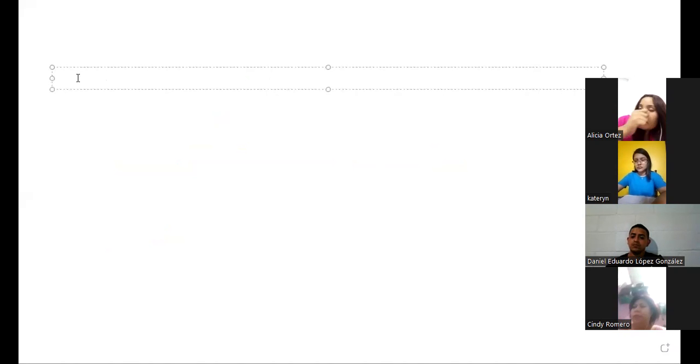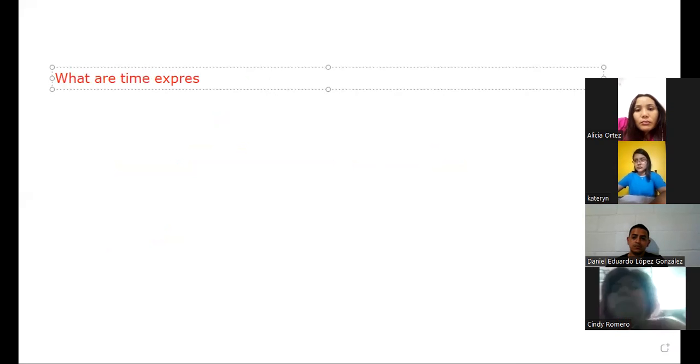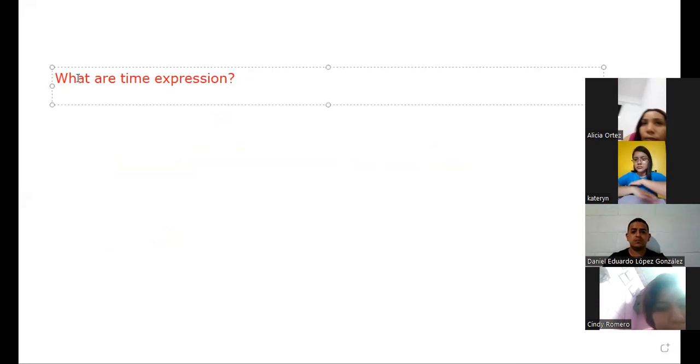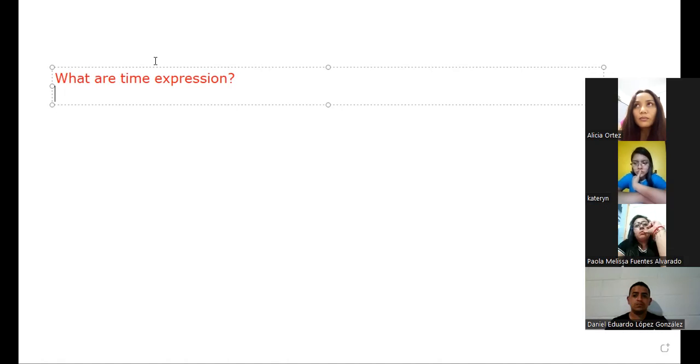¿Alguien? Entonces vamos a ver las what are time expressions. Vamos a ver estas. What are time expressions? ¿Para qué las usamos en vez de las frequency words? ¿Alguien me puede decir qué es una time expression? Los days, months, years. Time expressions. No. ¿Alguien? Time expressions. What are time expressions?